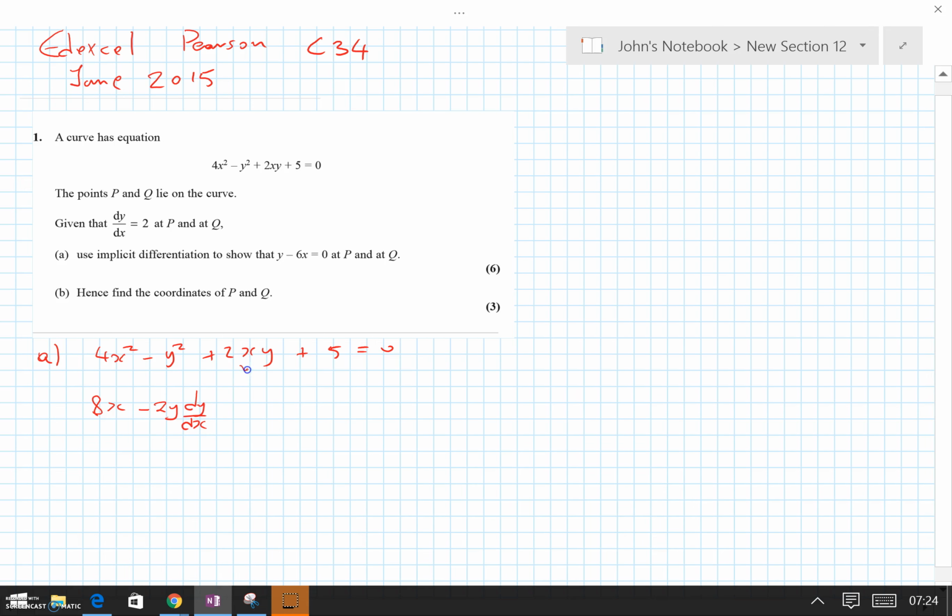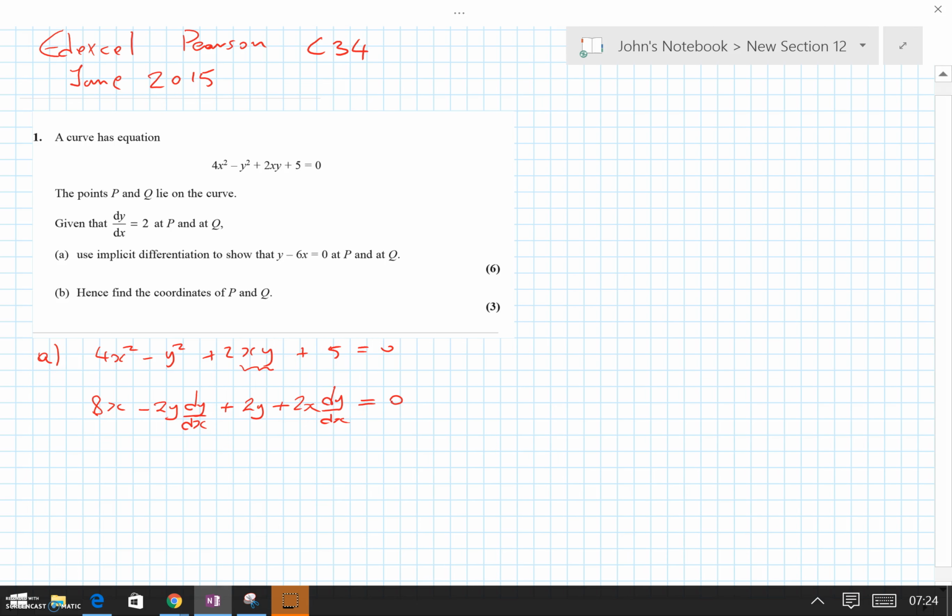And here, we're using the product rule. If I differentiate x times y, I get 2y. If I differentiate y, I get dy by dx, and times 2x, I get 2x dy by dx, and the 5 just disappears.